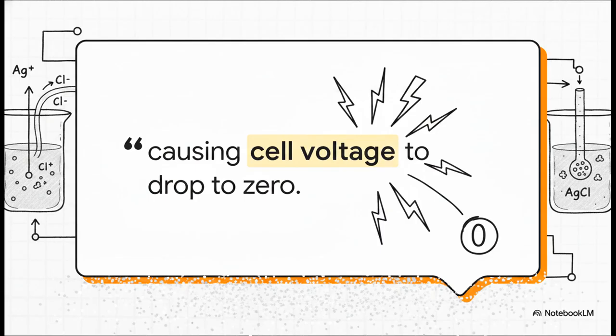The fatal consequence here is precipitation. It literally drops your cell voltage to absolute zero. As those chloride anions migrate out to balance the charge, they instantly react with the silver cations. This creates silver chloride, which is a solid, insoluble precipitate. It essentially clogs up the gel matrix and totally blocks ion diffusion. And with no ion flow, your circuit is completely dead.